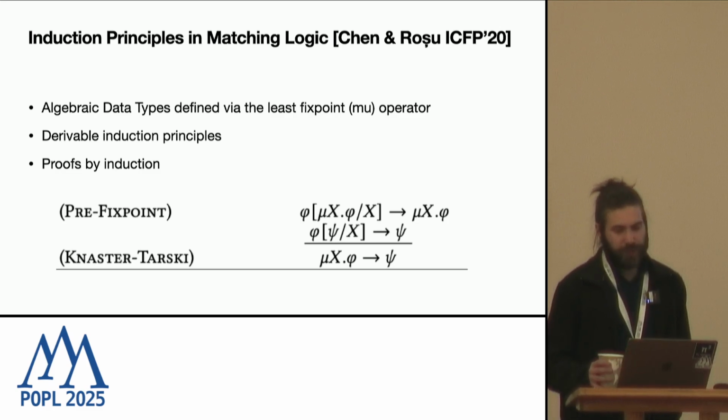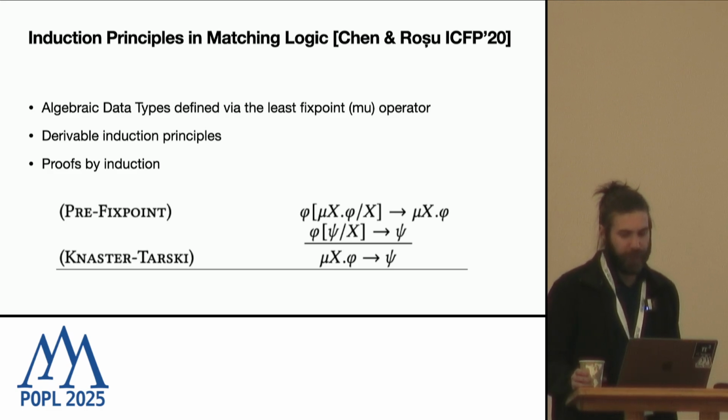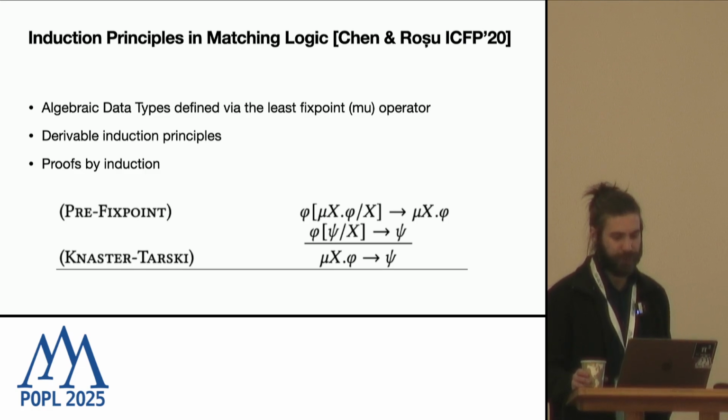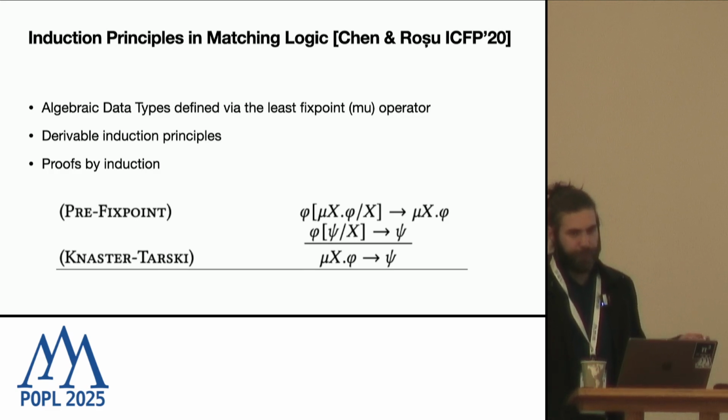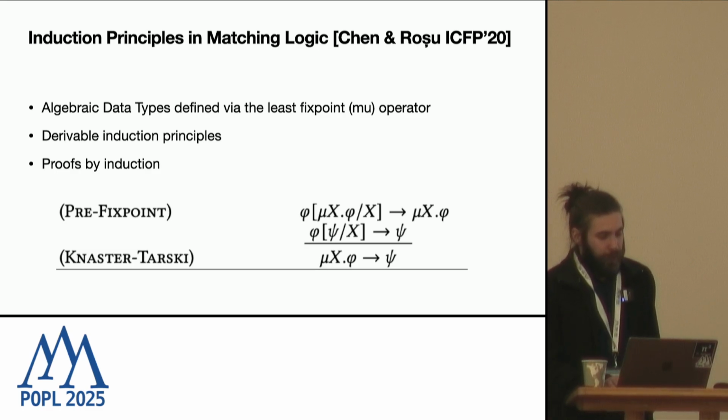I want to talk a bit about induction principles in matching logic. So this was touched upon in a previous paper by Cheney and Roshu. Effectively, by having the fixed point operator in matching logic, this allows us to define any algebraic data type. So we don't need any additional machinery in our logic. We can just use the mu operator to define effectively any algebraic data type that's recursive. And a cool thing about this is that we can derive induction principles for it. And I'm going to show you quick examples involving natural numbers in a second. And yeah, we can do proofs by induction by using this technique.